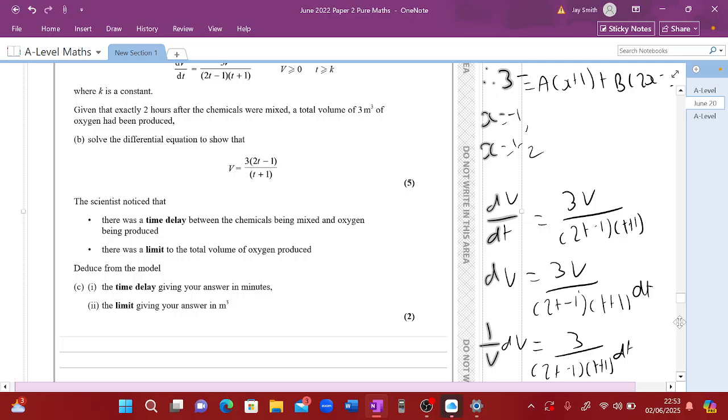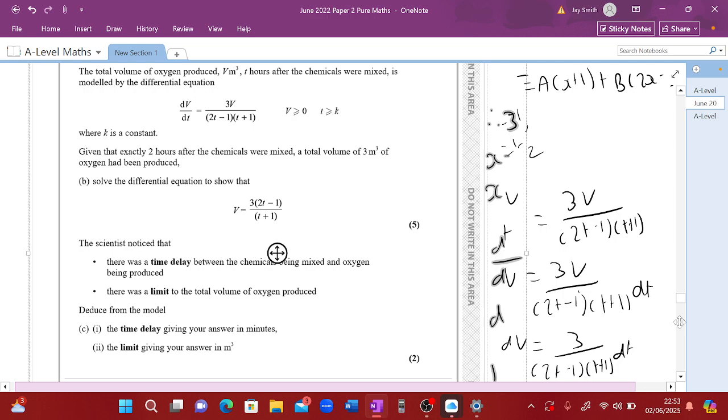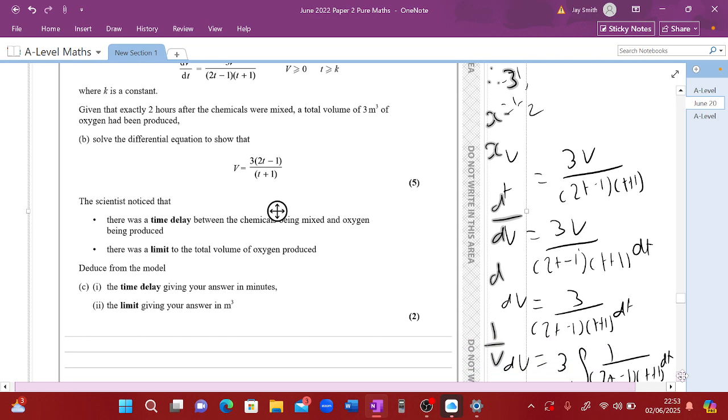So the time delay between the chemicals being mixed and oxygen being produced means essentially that the curve will be flat, and nothing will happen for the first few seconds, and then the effect takes place. So there's this sort of delay.